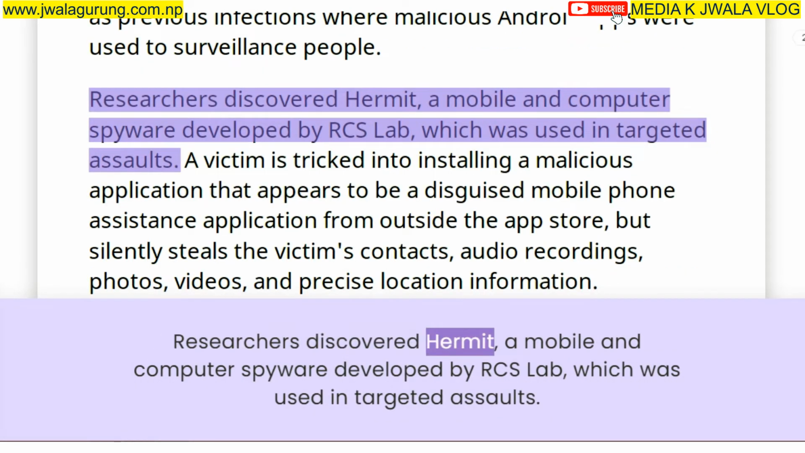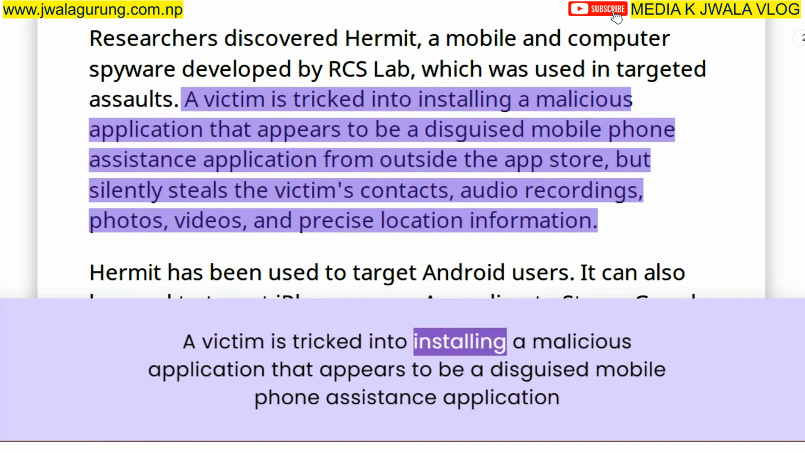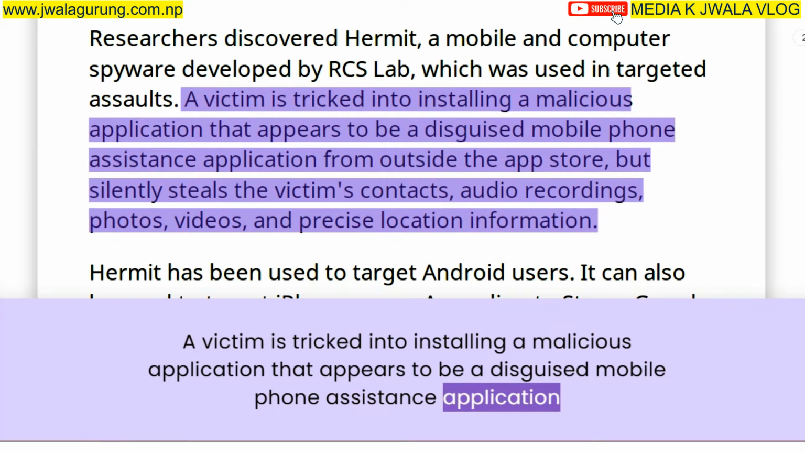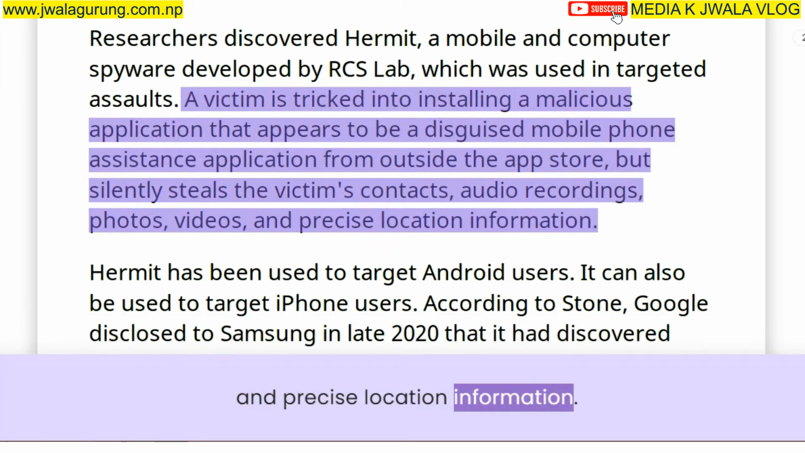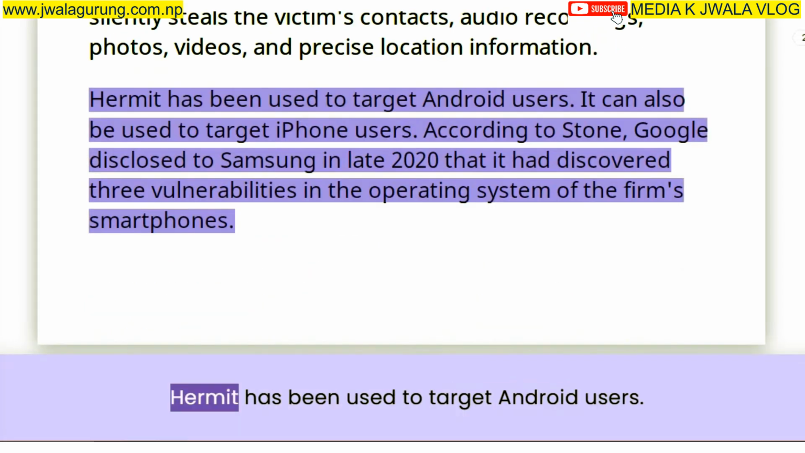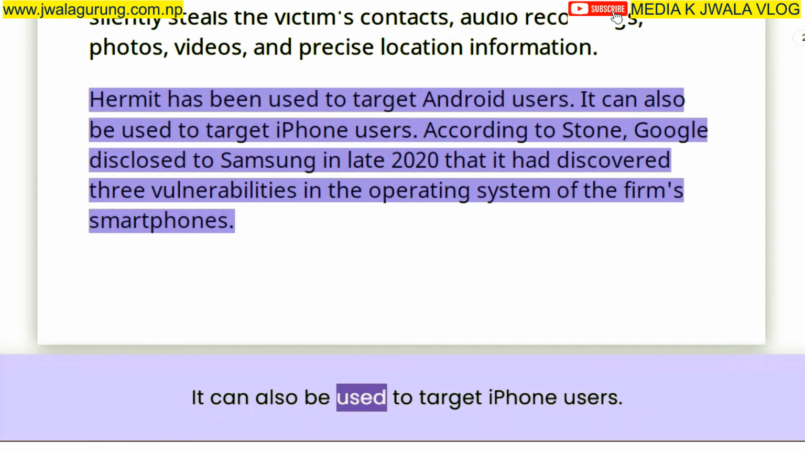Researchers discovered Hermit, a mobile and computer spyware developed by RCS Lab, which was used in targeted assaults. A victim is tricked into installing a malicious application that appears to be a disguised mobile phone assistance application from outside the App Store, but silently steals the victim's contacts, audio recordings, photos, videos, and precise location information. Hermit has been used to target Android users. It can also be used to target iPhone users.